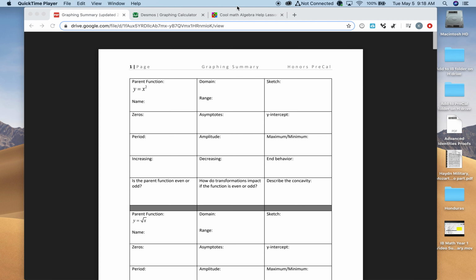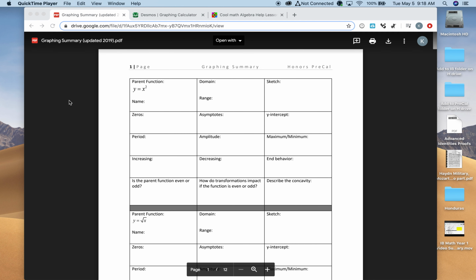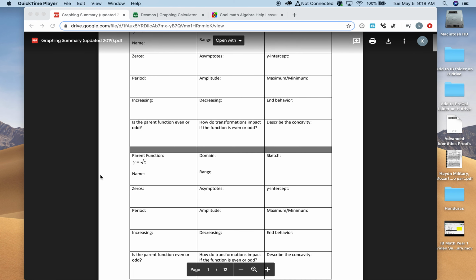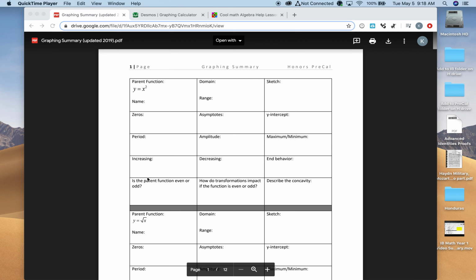Things that we're asking you to do in Honors PreCal is to do what we're calling this graphing summary. And so I wanted to talk through a few details about this document and what I'm asking you to do. So you'll notice, basically, I made a chart and I copied and pasted it and then changed the parent functions. So on this first one, it'll say like y equals x squared.